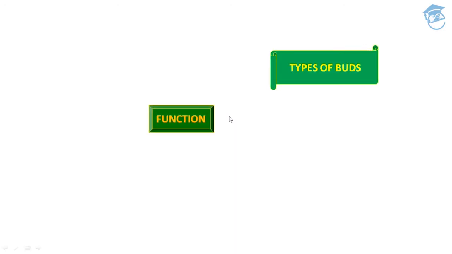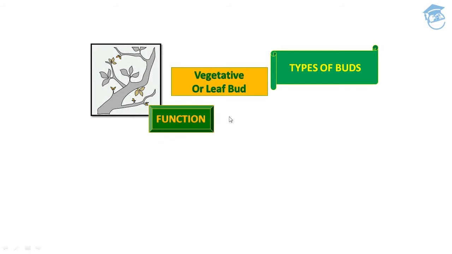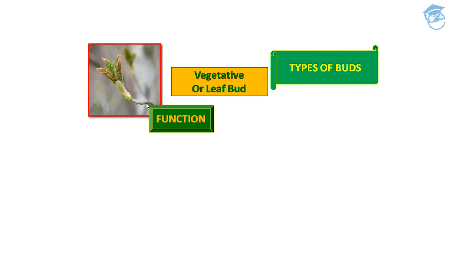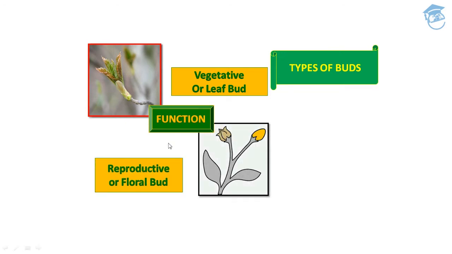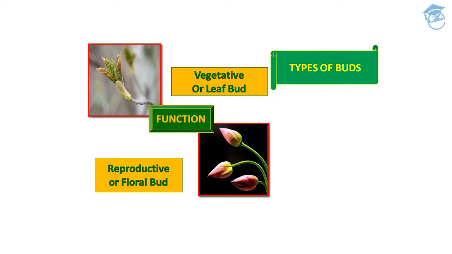Now, types of buds by function. We'll study about the function. Vegetative, or leaf bud. See, this is vegetative, or it is also called a leaf bud. This is reproductive, and it is also called a floral bud. Floral bud means it will give rise to a flower at some point of time. So this is the floral bud. It is also called a reproductive bud.